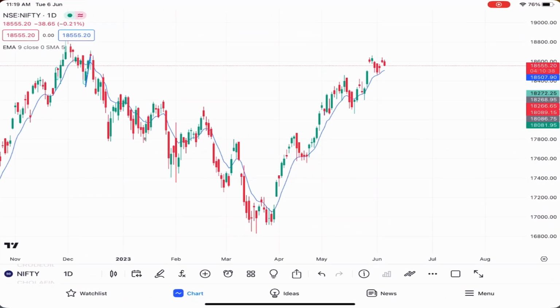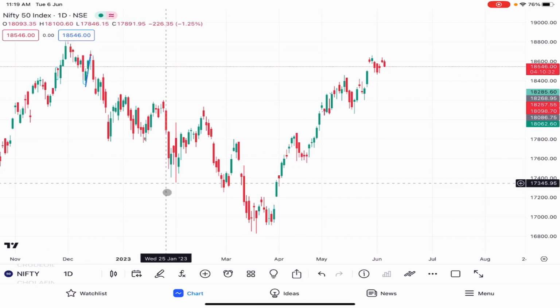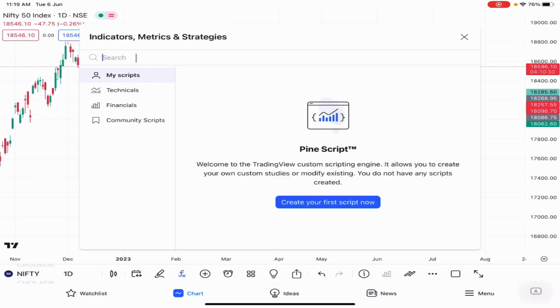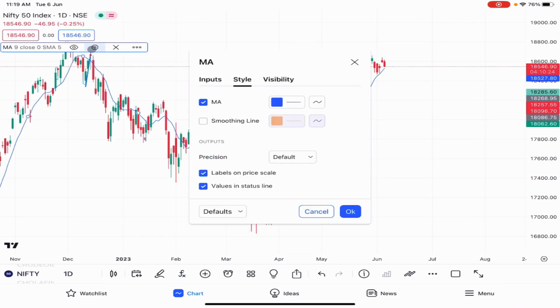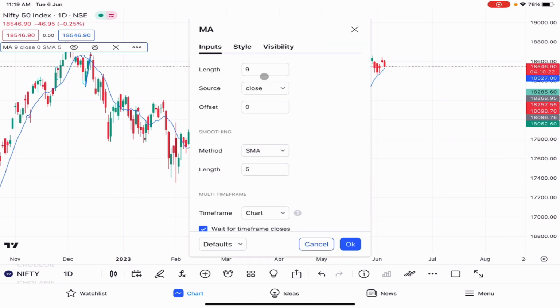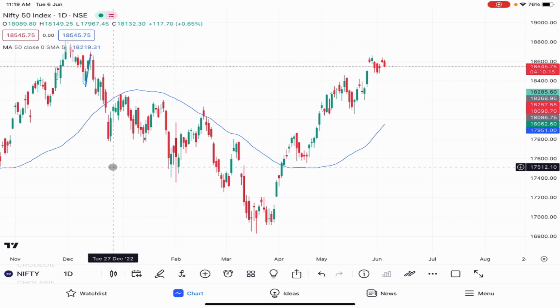For example, let's go to my chart and let me not use an exponential moving average. I'm just using a simple moving average because I personally use a simple moving average. Let me go to a 50 moving average. Okay, let me go to a 20, no, let me go to 50 moving average. Okay, now look at this.